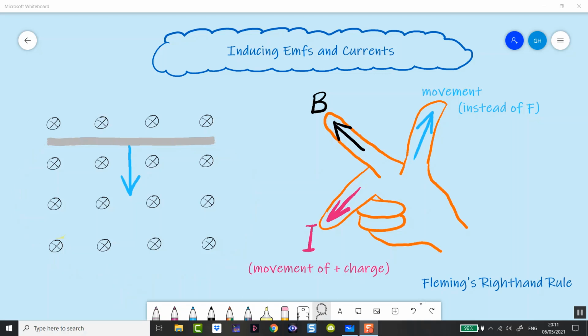This time we've got our thumb showing the direction the wire is moving. B is still the direction of the magnetic field, and now your middle finger is showing the direction a positive charge will get pushed, or that's the direction of current if you've got a closed loop. Now if positive charge is being pushed to the right, then negative charge is being pushed to the left.